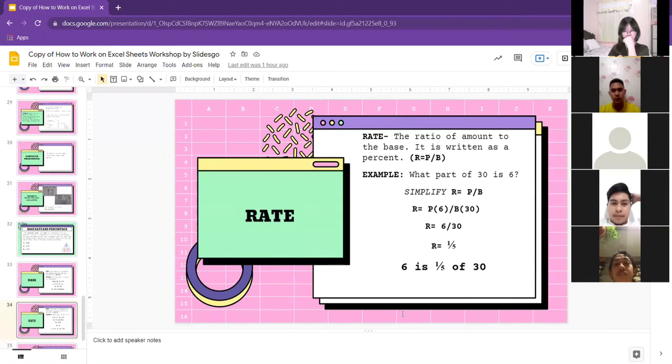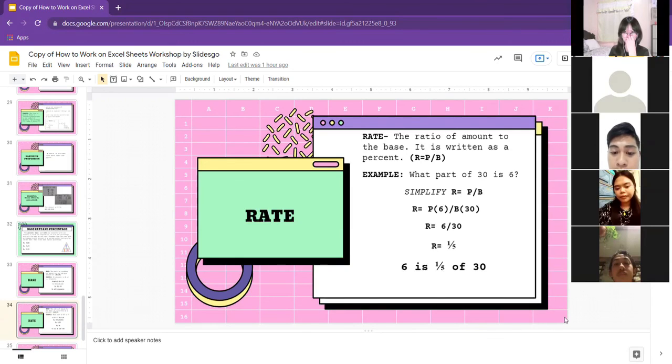Rate equals percentage over base. What part of 30 is 6? Simplify equation. Rate equals percentage 6 divided by base 30. Parang kinuha lang nung percentage tsaka base yung number. Tapos sabay pagtapos niyan, i-divide na yung 6 tsaka 30. Tapos sabay yung sagot niyan, 1/5. Kaya yung sagot 1/5. 6 is 1/5 of 30.